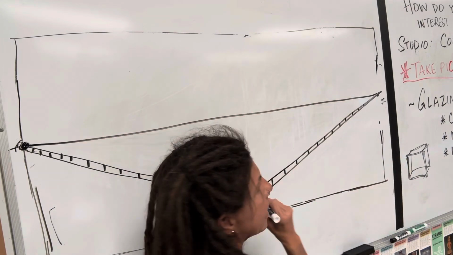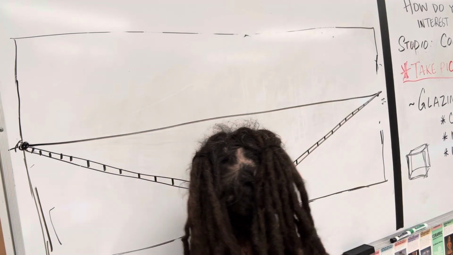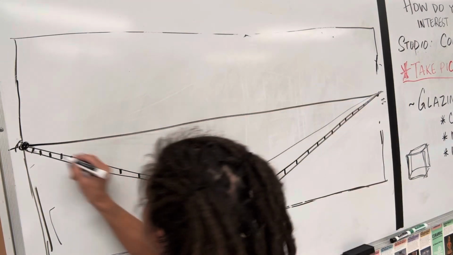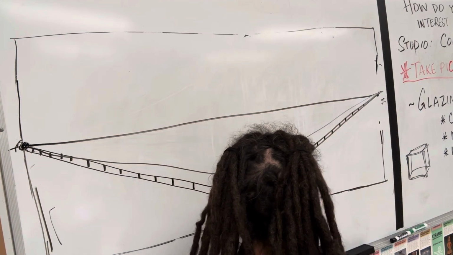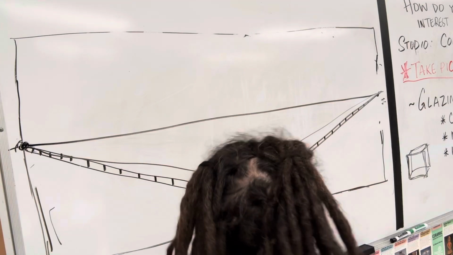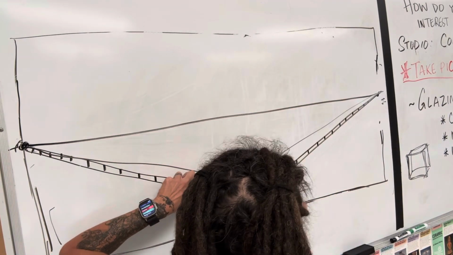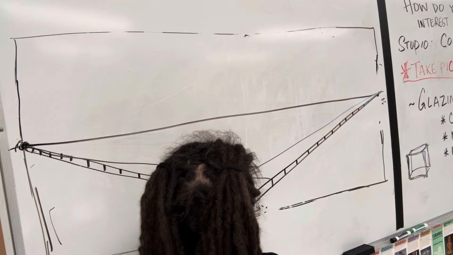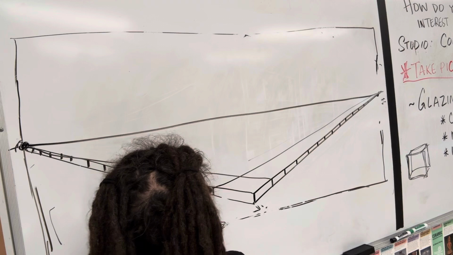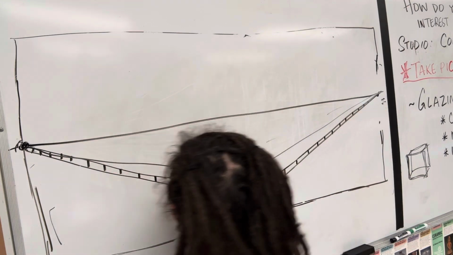So the next thing is I'm going to make the sidewalk. I'm going to go to the vanishing point, and my sidewalk's there. Okay? Now, this side is parallel to that side, so I'm going to go to the vanishing point to make all the lines in the sidewalk.